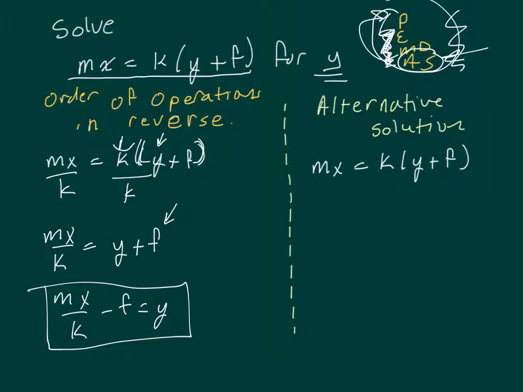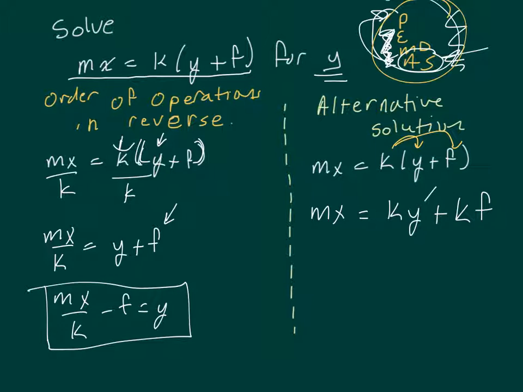Another solution that you guys might be thinking about that might seem a little more comfortable, it'll look different, it's totally fine. Guys, I've had it drilled into you that when you see parentheses, distribute, and if you distribute first, we're not doing this PEMDAS in reverse thing now, we're doing a little blend. That's fine. So if you distribute, you get ky plus kf.